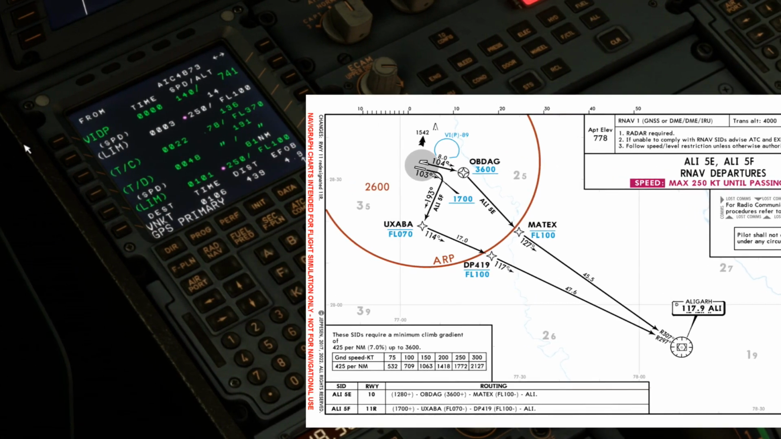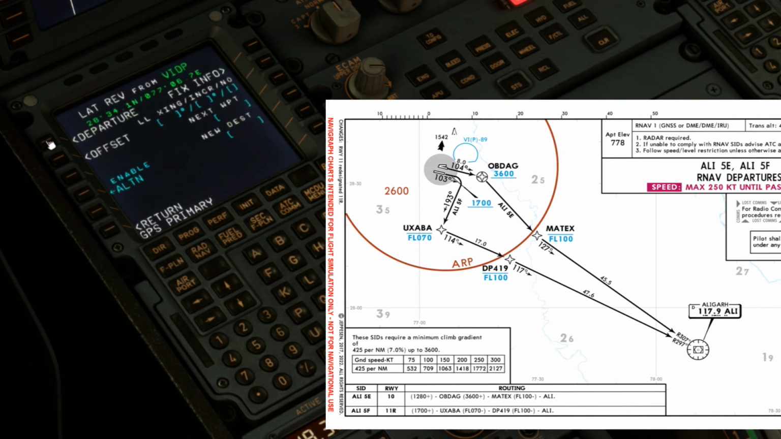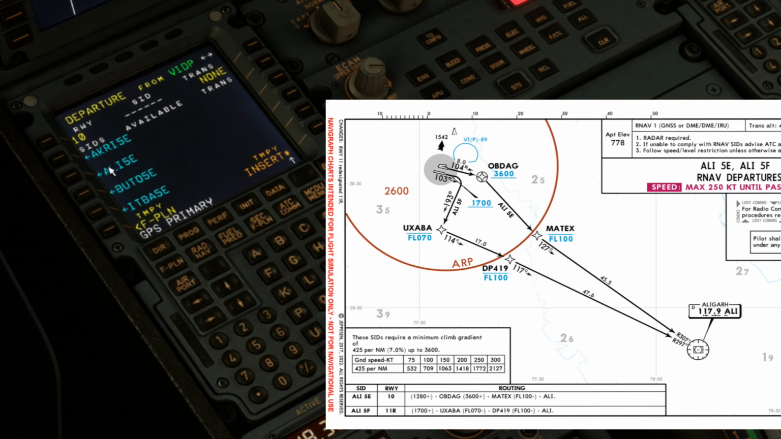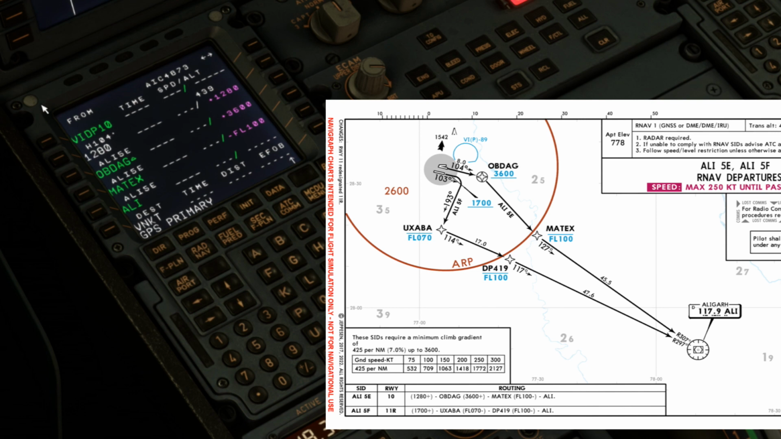Okay, let's put this into the FMC. Departure runway 10, Ali 5 Echo. Just come on. No trans, so I will just insert this directly into our flight plan. I'll cross check the waypoints with the chart.